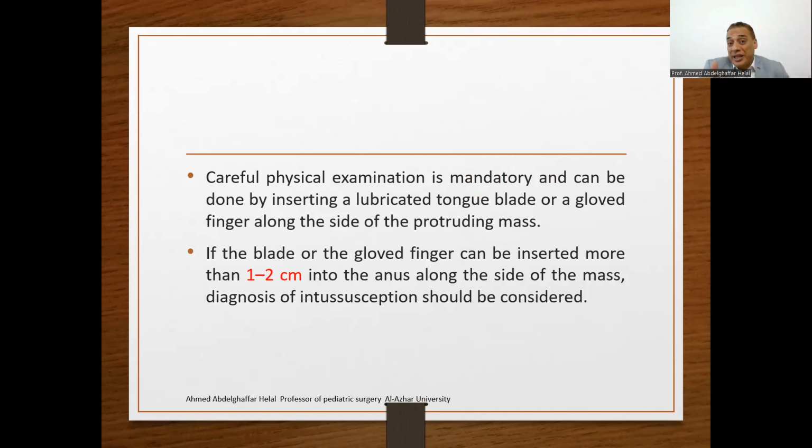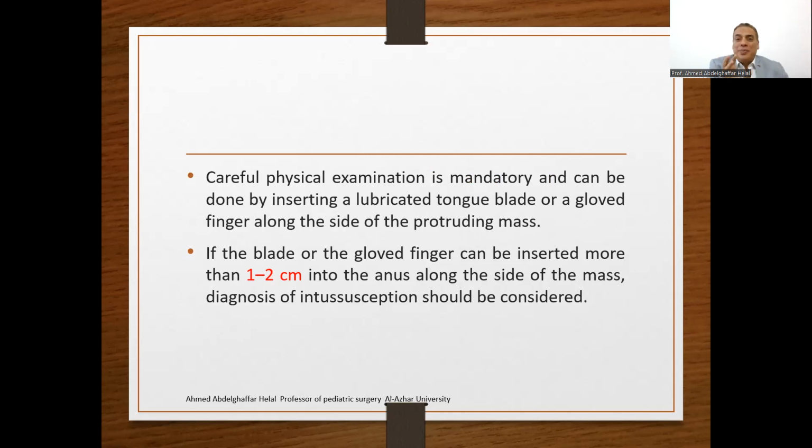Careful physical examination is mandatory and can be done by inserting a lubricated tongue plate or gloved finger along the side of the protruding mass. If the blade or the gloved finger can be inserted more than 1 to 2 cm into the anus along the side of the mass, the diagnosis of intussusception should be considered.